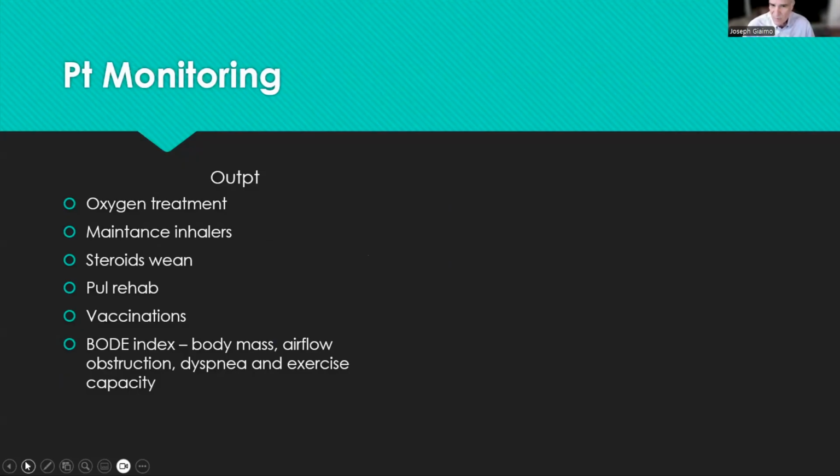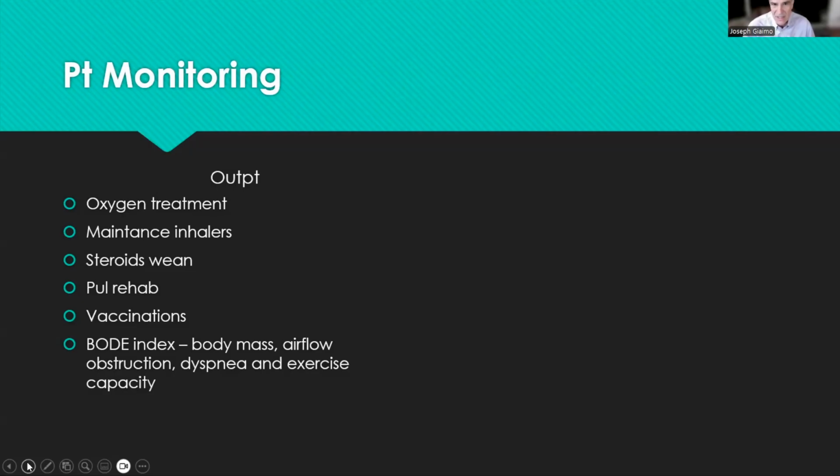You don't want to keep people on steroids long term. A lot of people like to be on the steroids because it makes them feel better, but long term there's a higher incidence of cardiovascular events and other issues, so you want to get them off. Pulmonary rehab, vaccinations, and the BODE score, which is an assessment of their body mass, airflow obstruction, dyspnea, and exercise. Elevated BODE scores are not a good thing to have, and usually those are things you want to monitor.